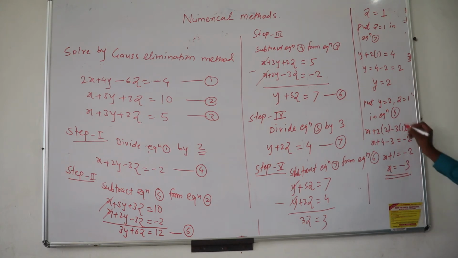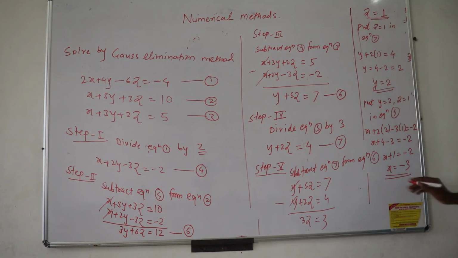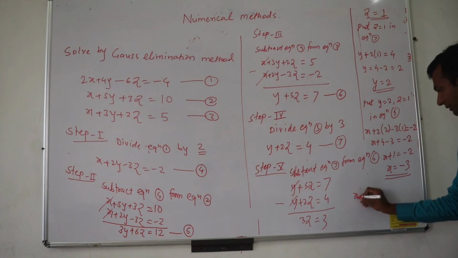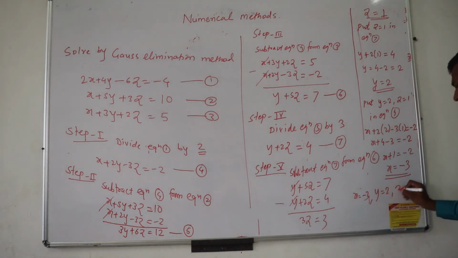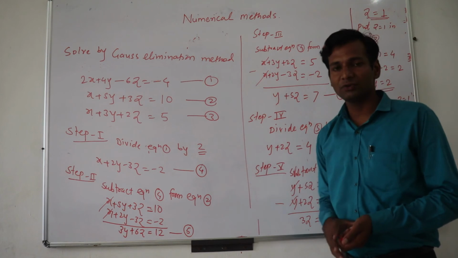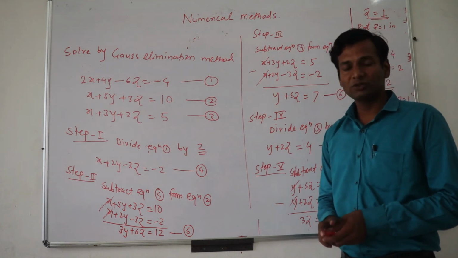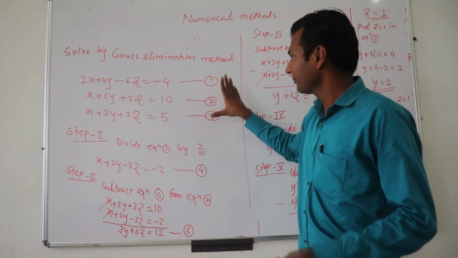So this is the value of x, this is the value of y, this is the value of z. So finally I write here the solution: x is equal to minus 3, y is equal to 2 and z is equal to 1. That is the solution for this system of linear equations. Now let's revise it.